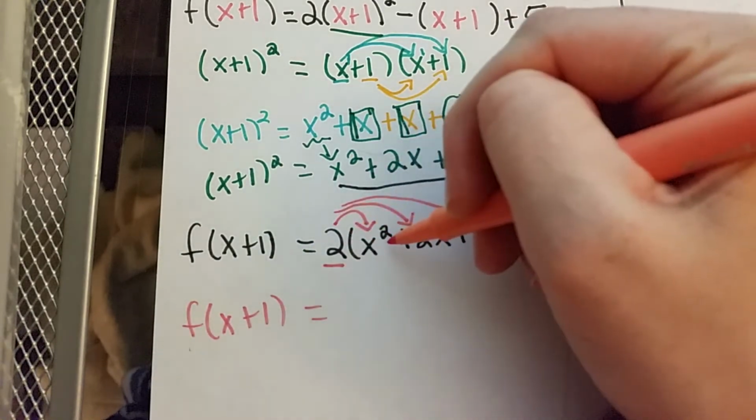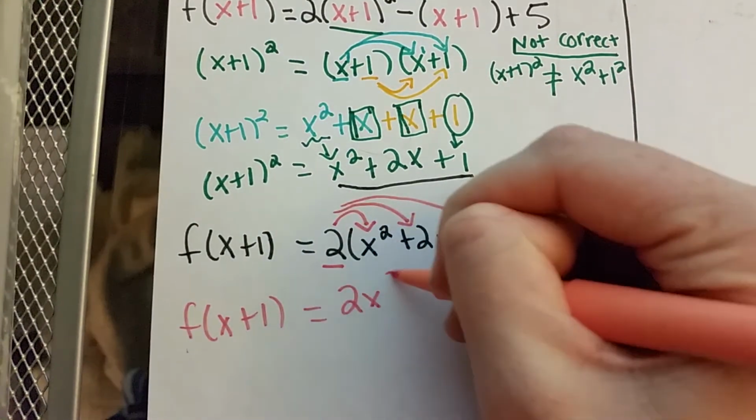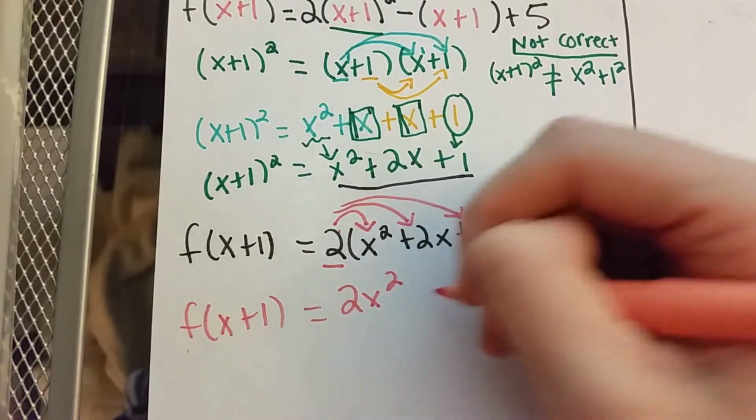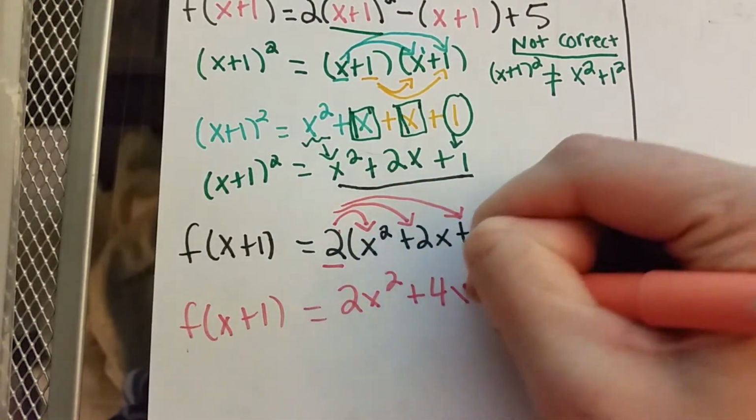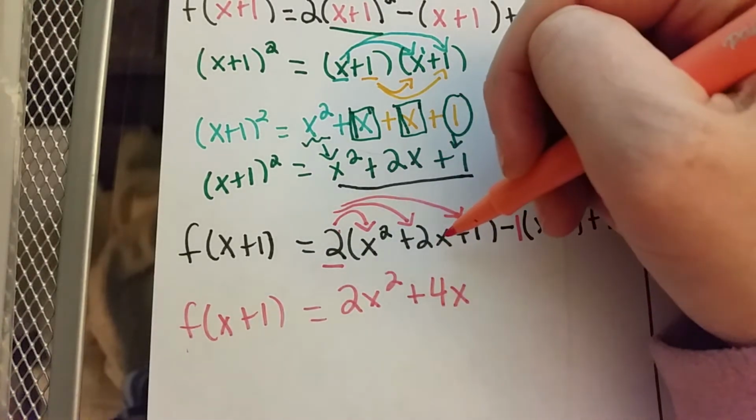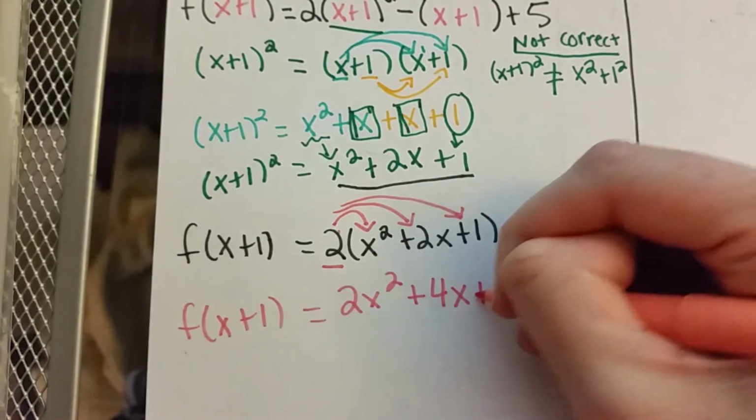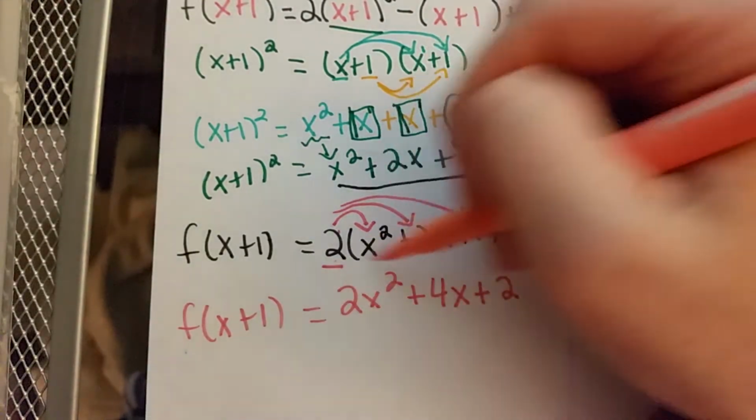So 2 times x squared will give me 2x squared. 2 times 2x, the 2 times the 2 will give me a 4. And I just bring the x down because I have nothing to multiply it to. And then 2 times the 1 will give me a 2. So that part is all covered.